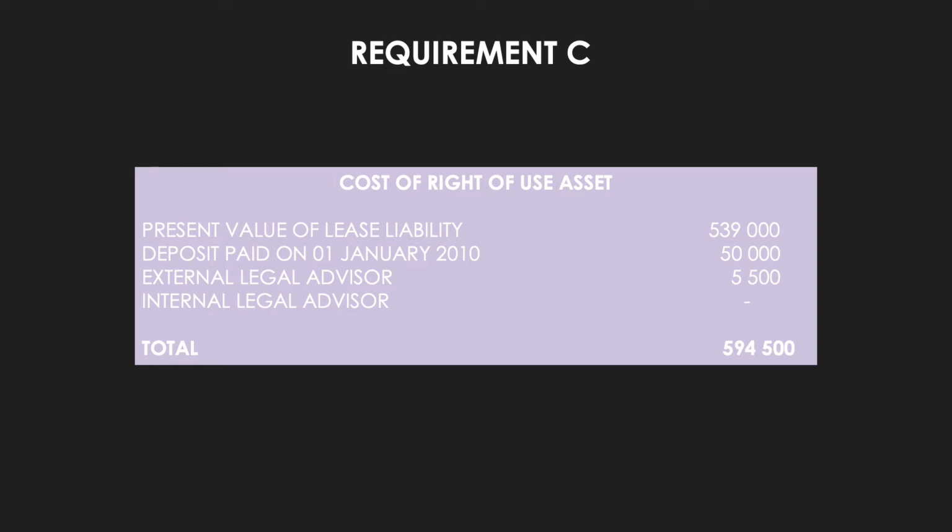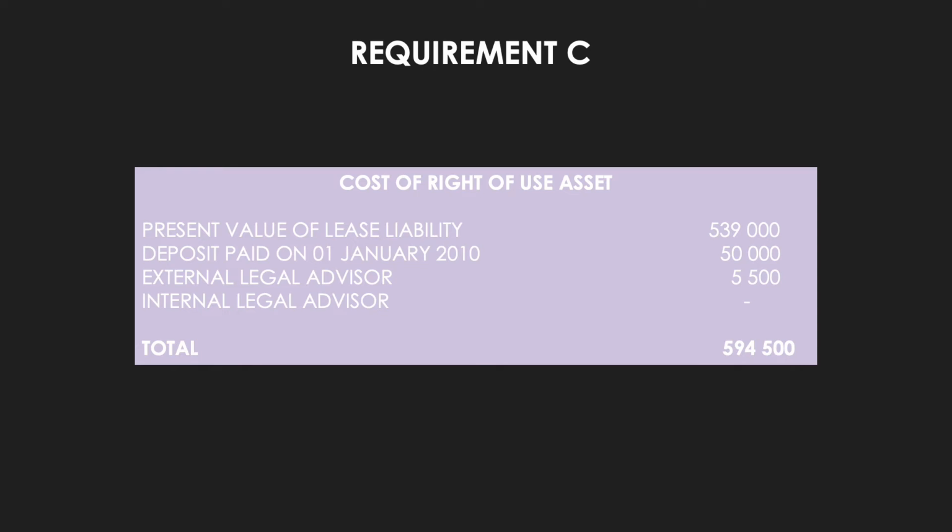Requirement C asked us to calculate the initial measurement of the right-of-use asset, and therefore we know that we need to calculate the cost of the right-of-use asset. The starting point in order to get the cost of the right-of-use asset is the present value of the lease liability of 539,000 Rand, which was calculated in Requirement B. To that, we add any deposit paid. We know that a 50,000 Rand deposit was paid on the 1st of January 2010, therefore we have to add it.